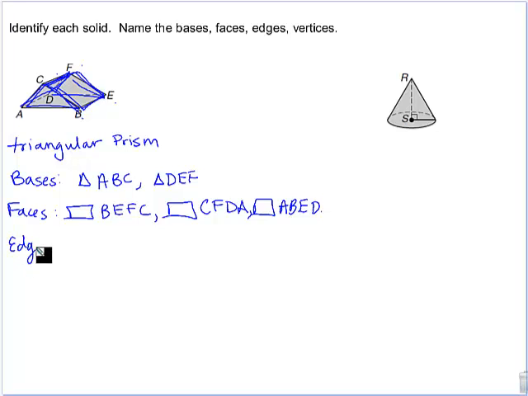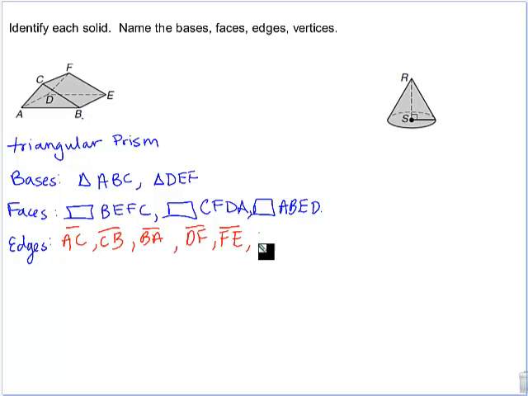Edges, once again, you probably want to do this in a systematic way, so we'll start off by looking at the edges of the bases and naming those first. I'll clear that off so it's a little easier to see. The edges of our front triangle would be AC, CB, and BA. Our back triangle would be DF, FE, and ED.